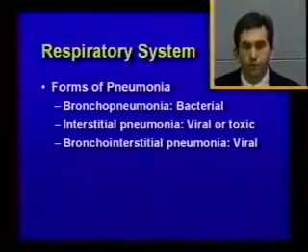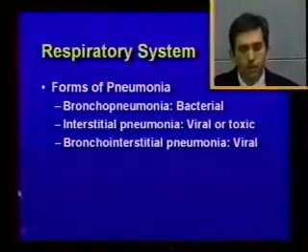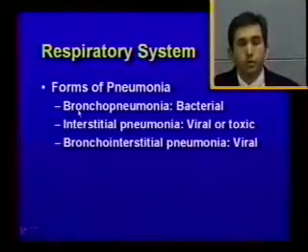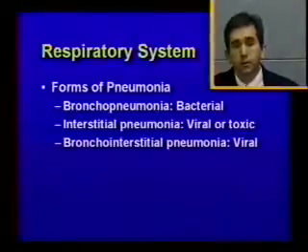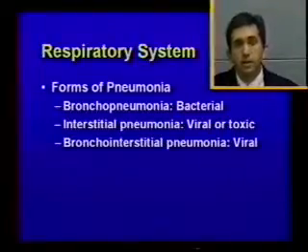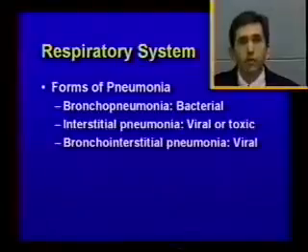And there are three forms of pneumonia, as shown on this slide. The first is bronchopneumonia. This is a form of pneumonia that is initiated within the larger airways, or the bronchi. This would usually be a bacterial agent that colonizes the bronchus and the trachea and then extends into the lung, forming a pneumonia.